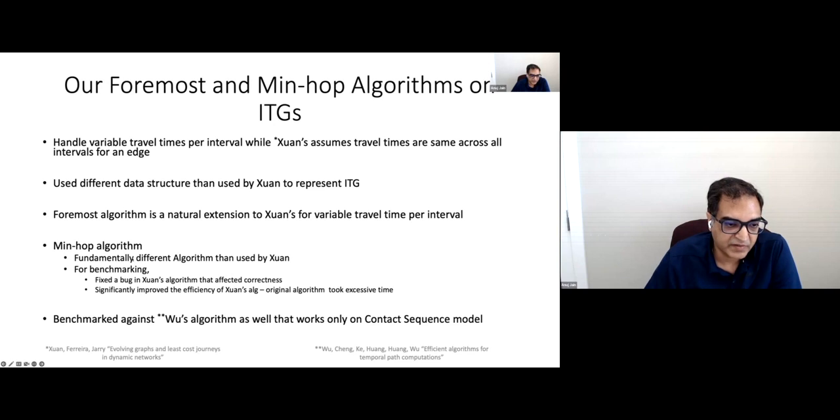For benchmarking, we benchmarked against Schwan's algorithm. We had to make some improvements to their algorithm to be able to benchmark. And then we benchmarked against Wu's algorithm as well. They define their algorithms on the contact sequence model.